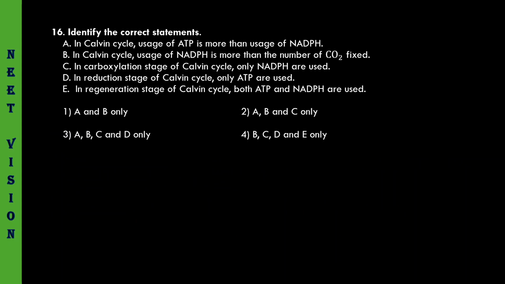Identify the correct statements. A: In Calvin cycle, usage of ATP is more than usage of NADPH. Absolutely true. 18 ATP are used, 12 NADPH are used. A is the correct statement.